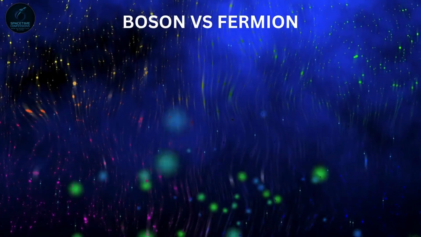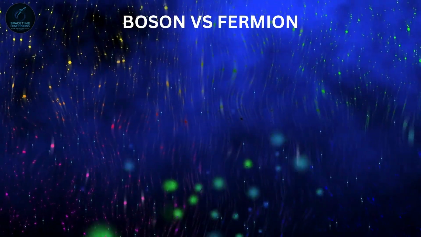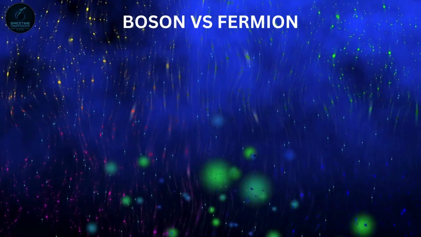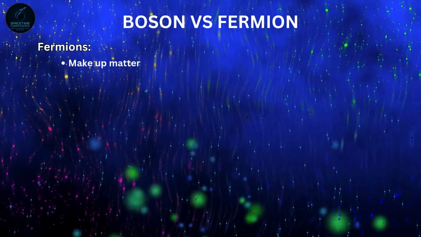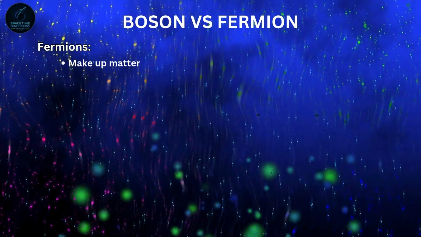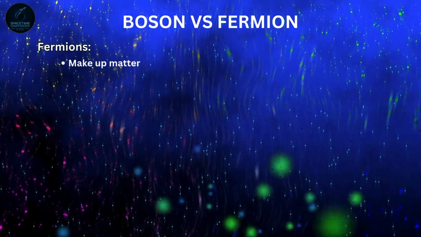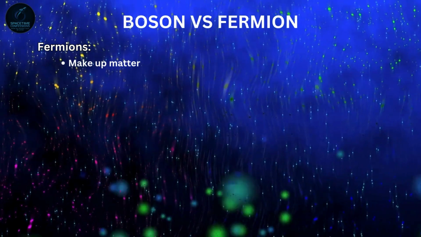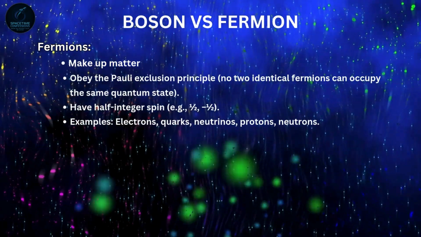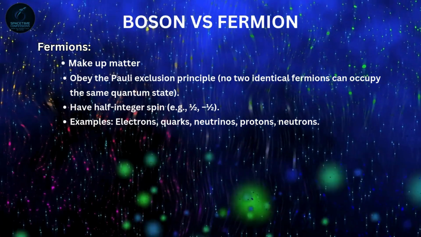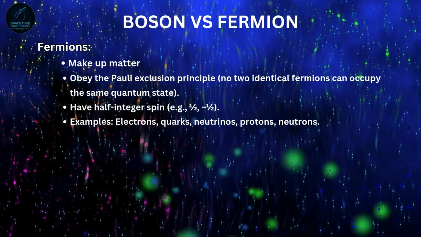Before we zoom in, here's something you should know. All particles fall into two families: bosons and fermions. Think of fermions as the builders of matter. They're the bricks. Everything solid and touchable is made of fermions. Electrons, protons, neutrons all fall into this club. They follow the rule: no two identical fermions can sit in the same state, so they naturally repel stacking.